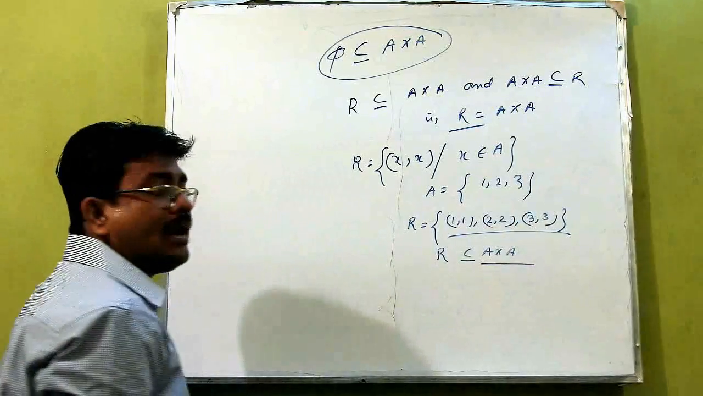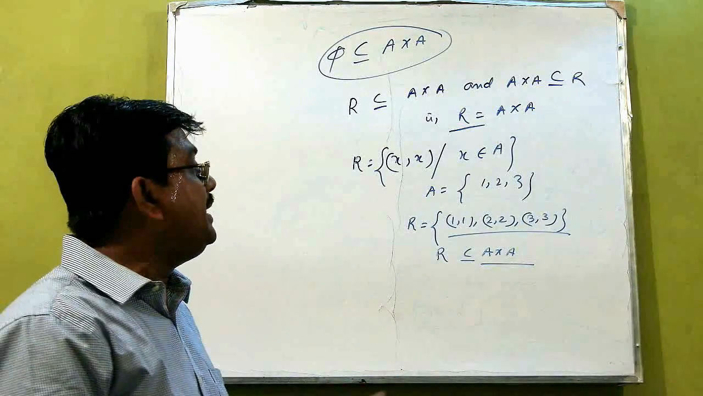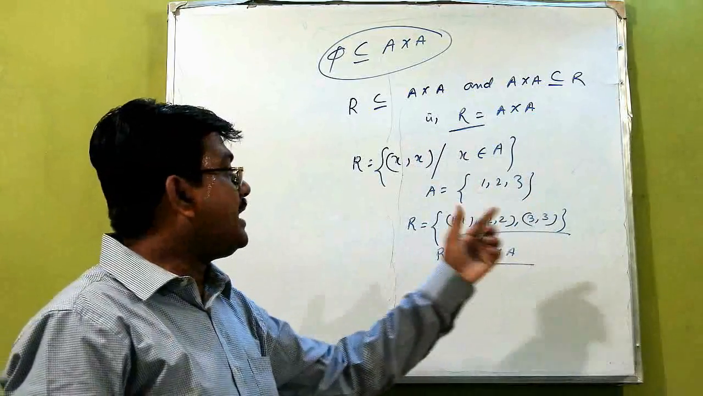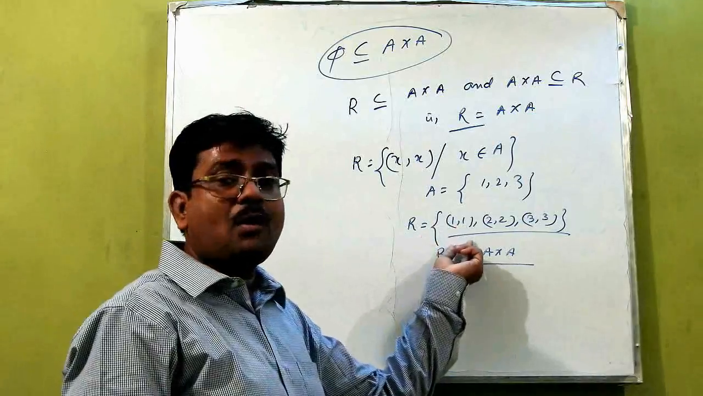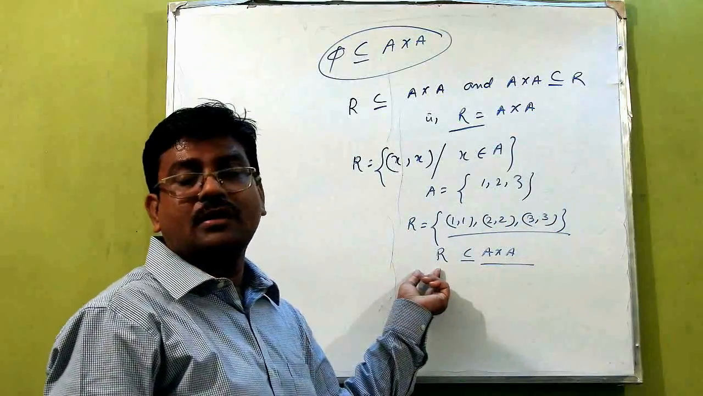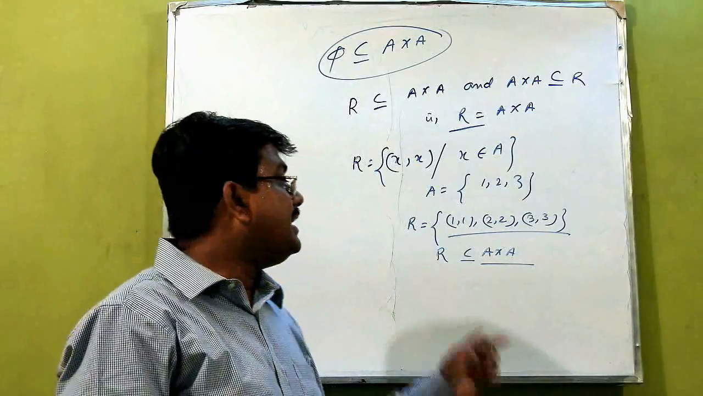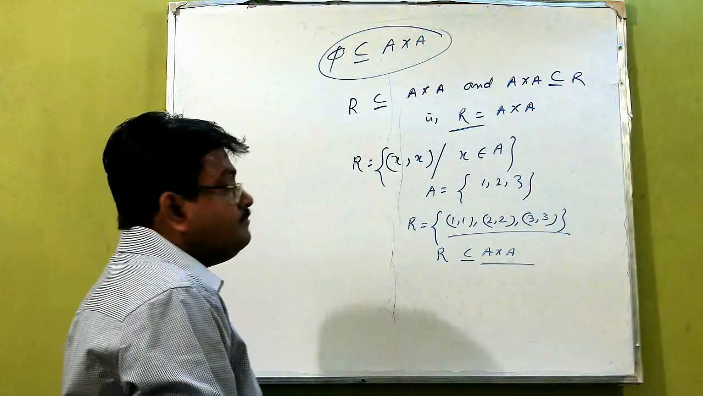Again I repeat, what is identity relation? If we consider a set capital A containing the elements 1, 2, 3, such that R is a relation which contains the ordered pairs (1, 1), (2, 2) and (3, 3), then R is called the identity relation of the Cartesian product A cross A, that is, R is a subset of A cross A. Clear?